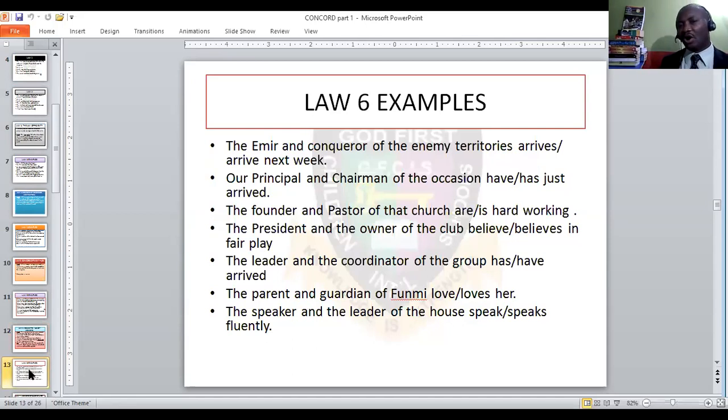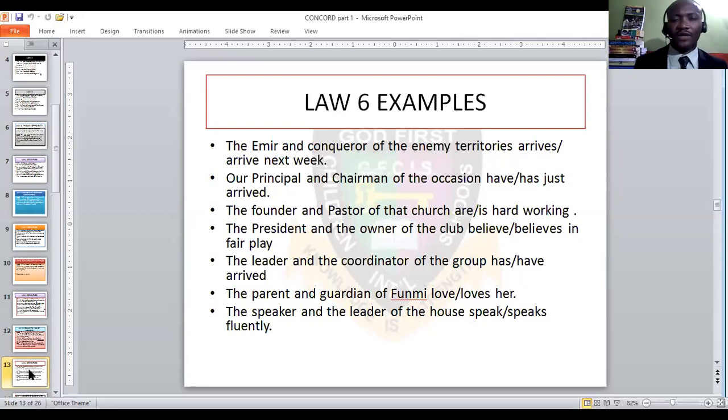Now look at it. The emir and conqueror of the enemy territories, emir and conqueror. This is one person being addressed. No definite article is used to precede the second subject, which is conqueror. The emir and conqueror of the enemy territory arrives next week. We're talking about one person, so it should be arrives, singular. Our principal and chairman of the occasion has just arrived, singular. The founder and pastor of the church, still one person. No definite article used to precede pastor. The church, are or is hardworking? No, is hardworking. Now look at this sentence. The president and the owner of the club. Here, two people are involved because the second subject is preceded by a definite article, the.